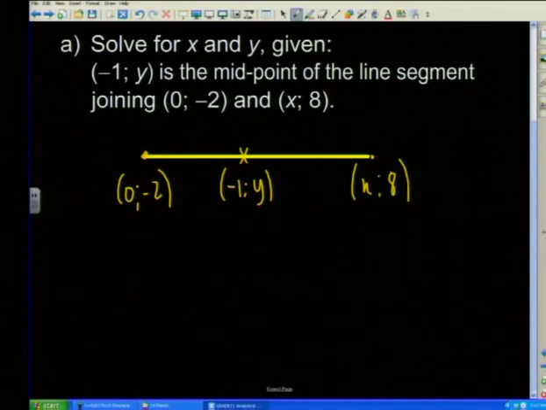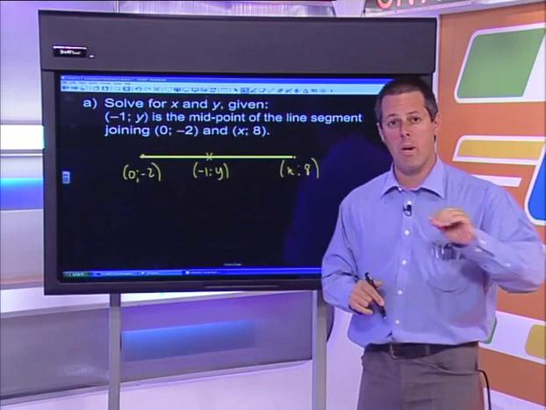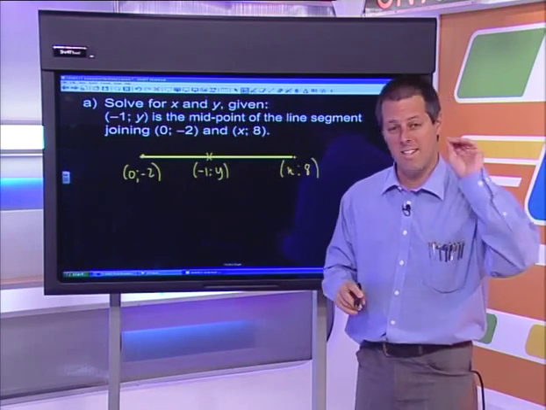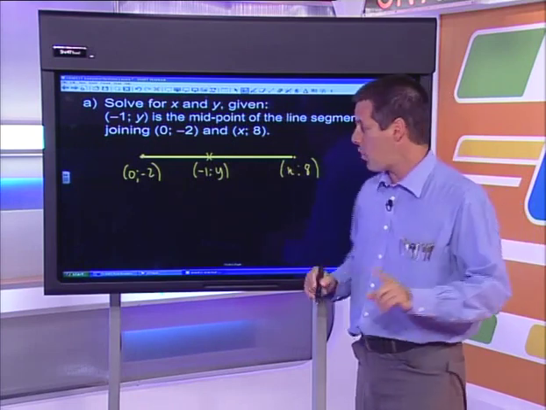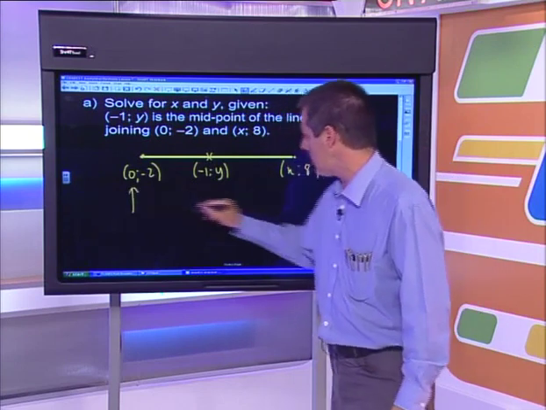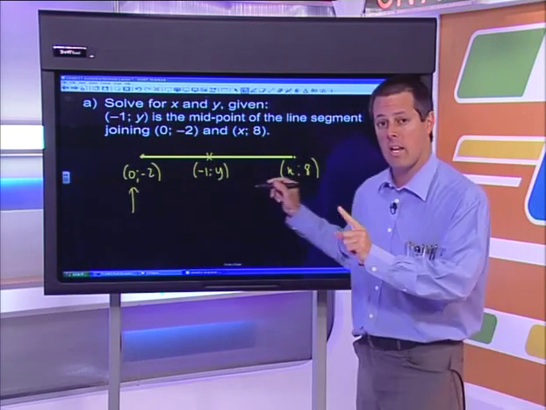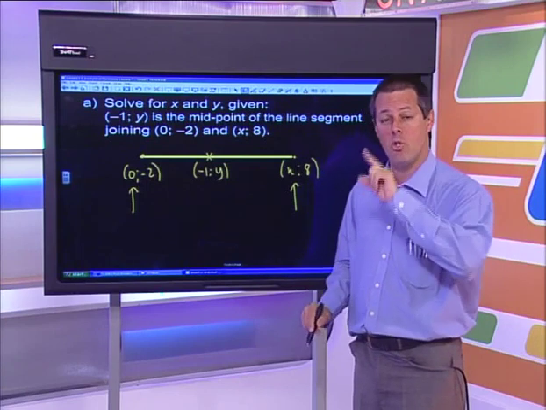Now don't panic or phone a mechanic when your unknown is in different places. The midpoint formula is the midpoint formula, which says you add the two outer x's. Okay, these are the outer two x's, divide by 2, and that gives you the midpoint.